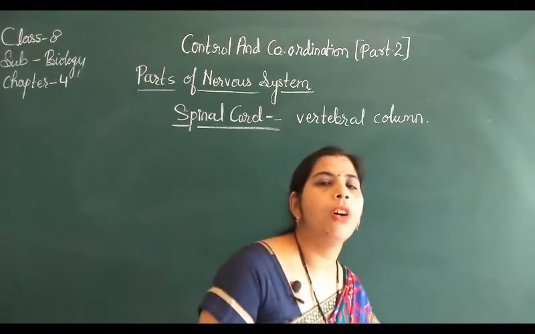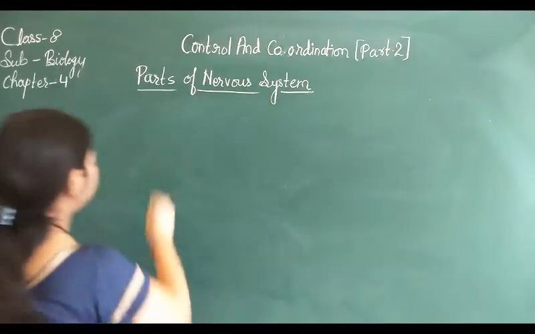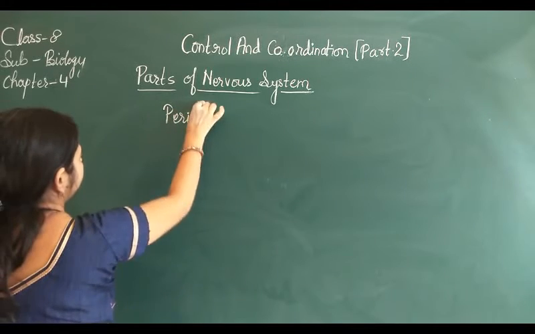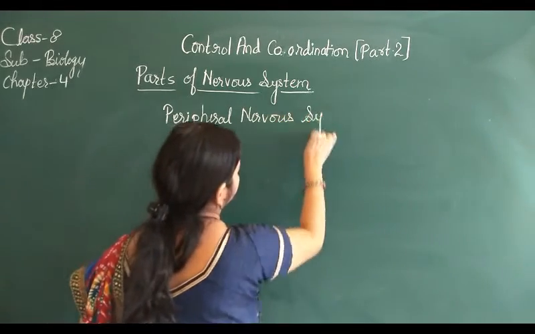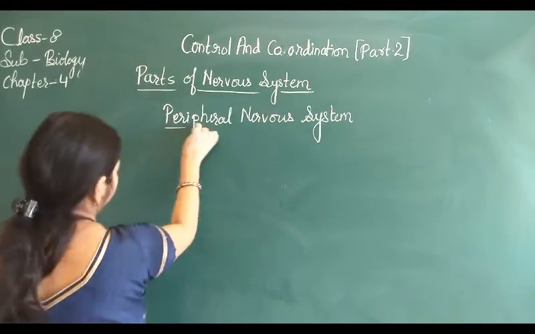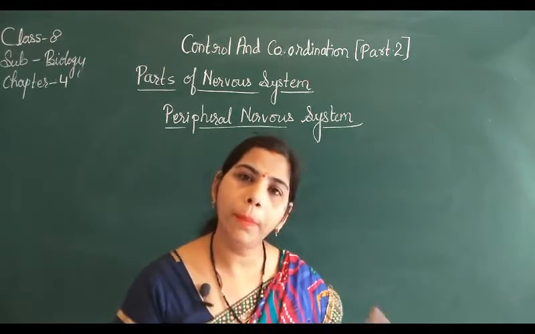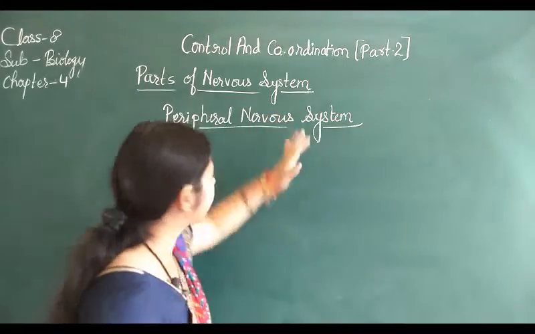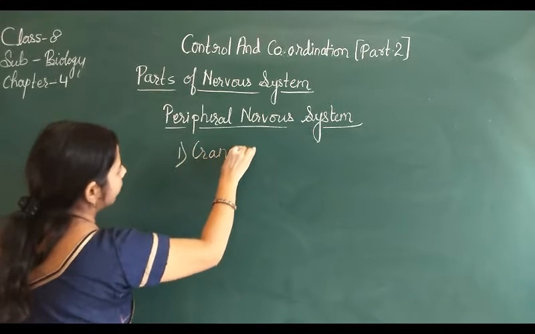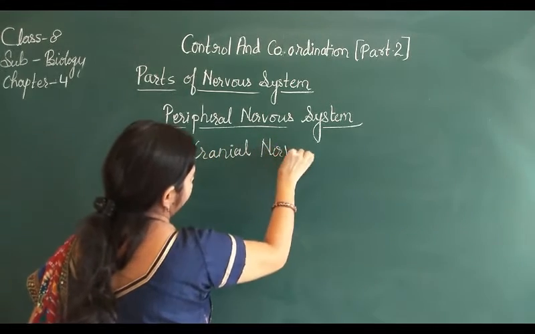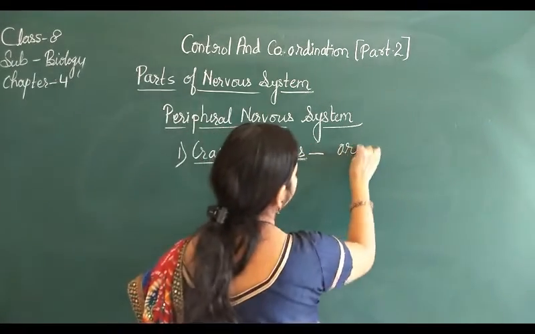Now the second part of the nervous system, which is the peripheral nervous system. Now this peripheral nervous system consists of nerves that originate from the brain and the spinal cord. That means this nervous system is completely related with the nerves, and the first nerves are the cranial nerves. So cranial nerves क्या होती हैं? Nerves originate from brain.